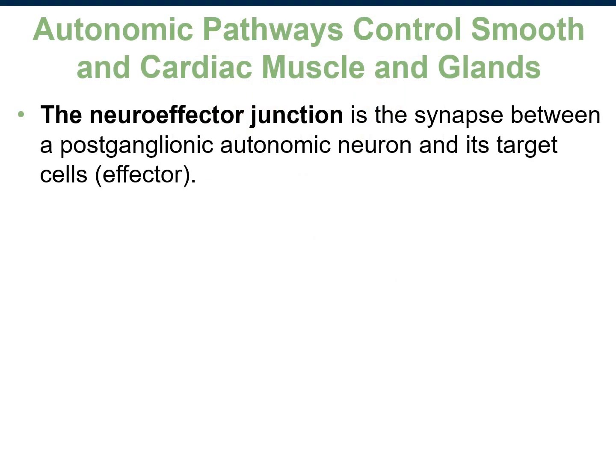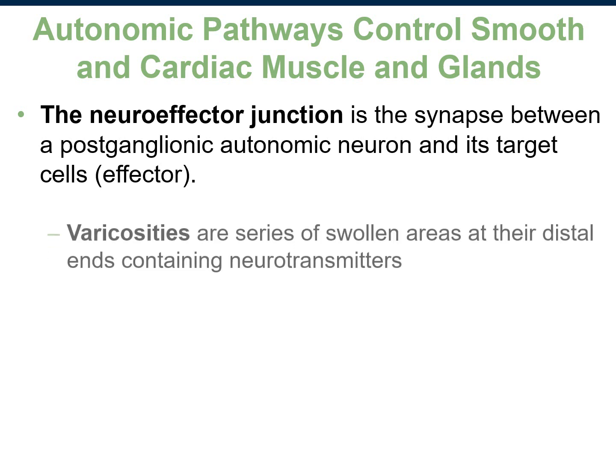That downstream synapse between the neuron and the target tissue is often called the neuroeffector junction. In the case of the somatic one, it's called the motor end plate, but it's still a neuroeffector junction because you have a neuron and you have an effector tissue. That's the synapse between that postganglionic neuron, in this case specifically autonomic neurons, and the target cells, which can be smooth muscle, cardiac muscle, all those other tissues that we mentioned.